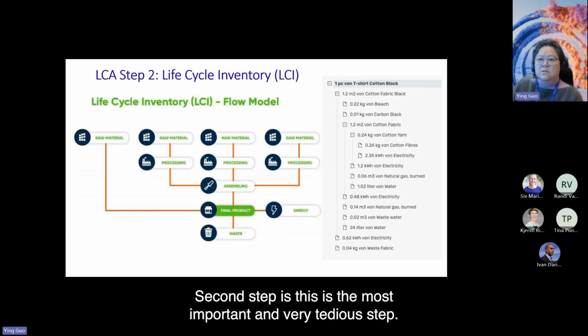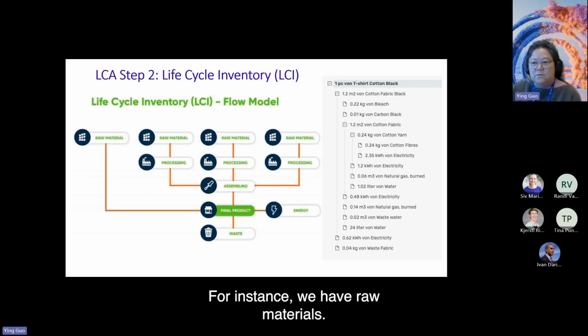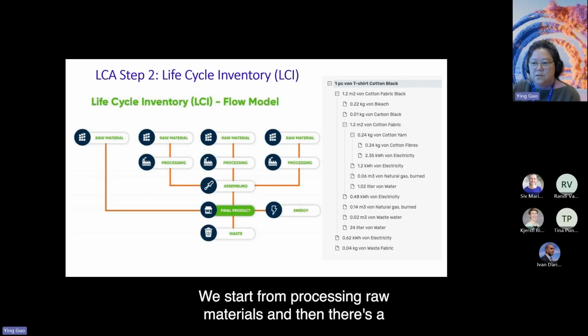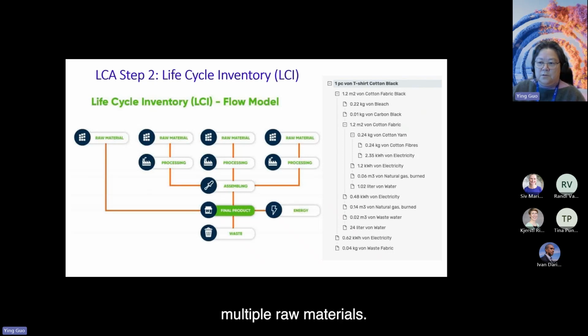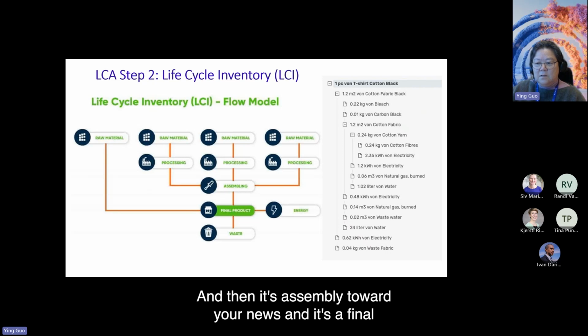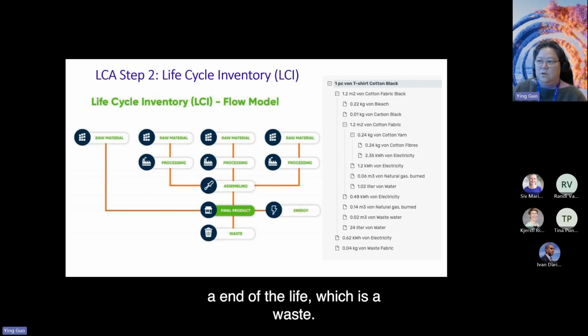Second step is, this is the most important and very tedious step. It's a life cycle inventory, LCI, illustrated by this figure. For instance, we have raw materials. We start from processing raw materials, and then it's multiple processes, because most of the processes will require multiple raw materials. And then it's assembly toward your use, and it's a final product. Of course, every step will require energy, and then there is an end of the life, which is a waste.